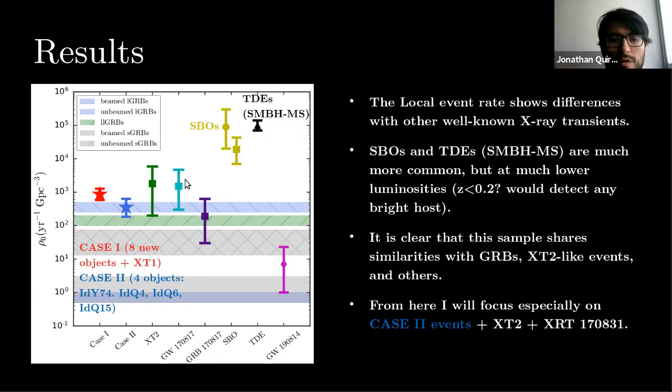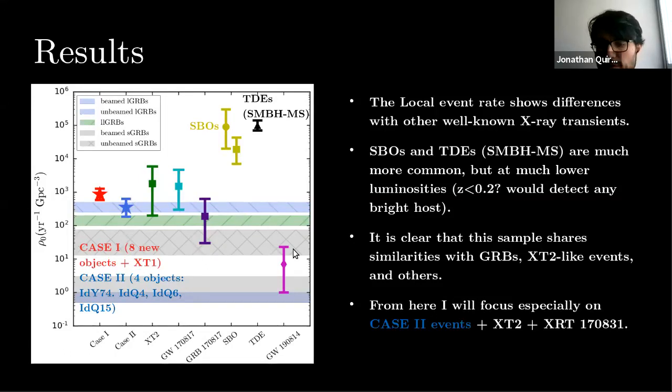In here, the color regions are short and long gamma ray bursts, and in here also the shock breakout events and also tidal disruption events. And it is clear that in the particular case of these 4 objects, they show a region covered by gamma ray bursts, and it is clear also a discrepancy with SBOs and tidal disruption events. So probably the subsample of 4 objects could be more related with gamma ray bursts.